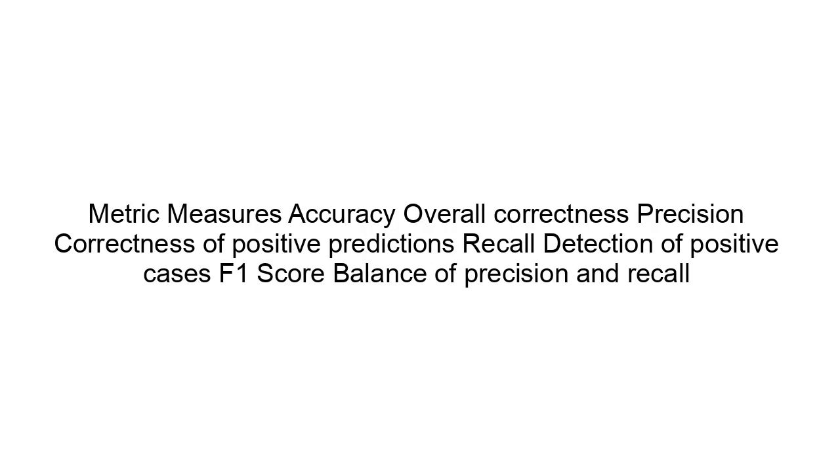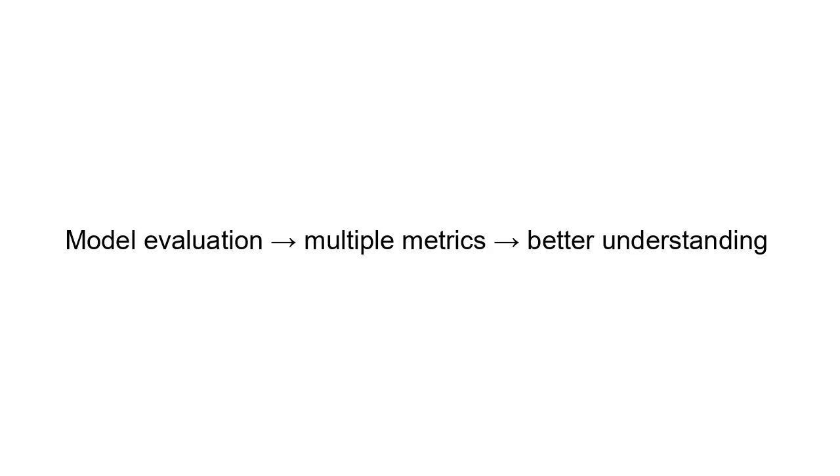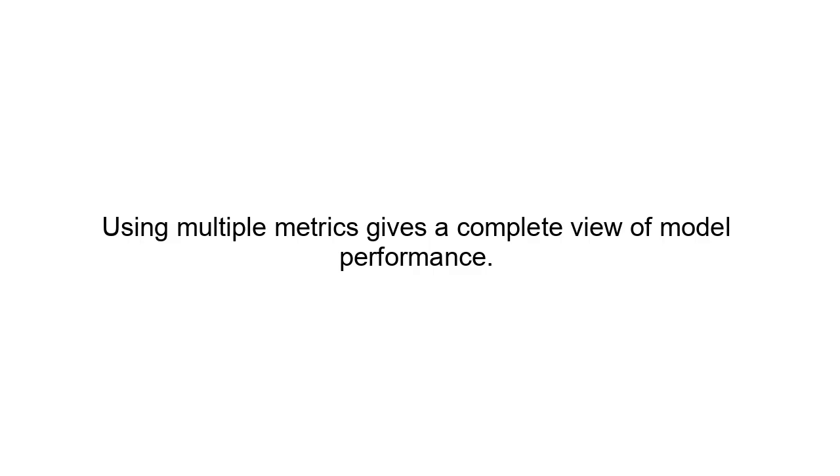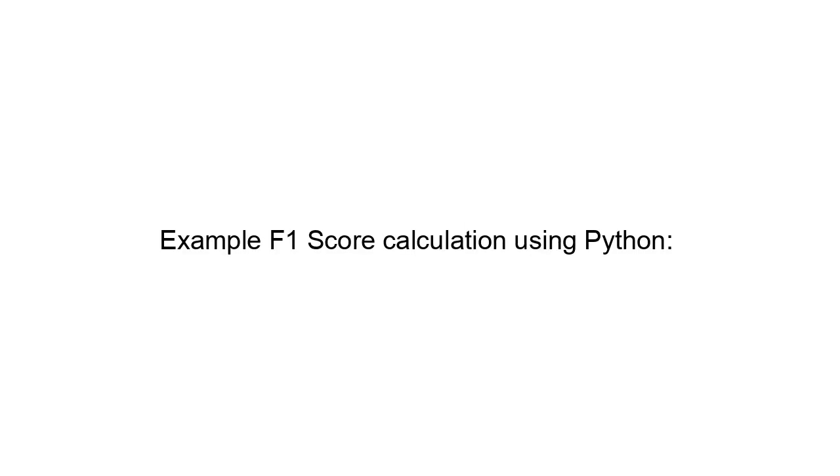F1 score versus accuracy. Accuracy and F1 score measure different aspects of model performance. Metric, measures. Accuracy: overall correctness. Precision: correctness of positive predictions. Recall: detection of positive cases. F1 score: balance of precision and recall. Example concept. Model evaluation means multiple metrics means better understanding. Using multiple metrics gives a complete view of model performance.